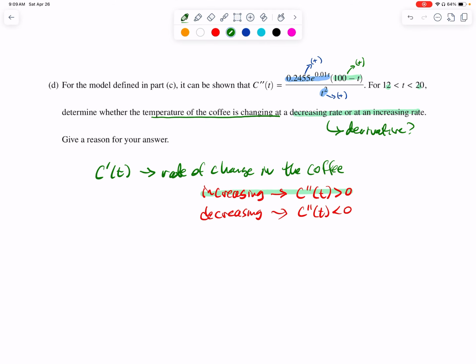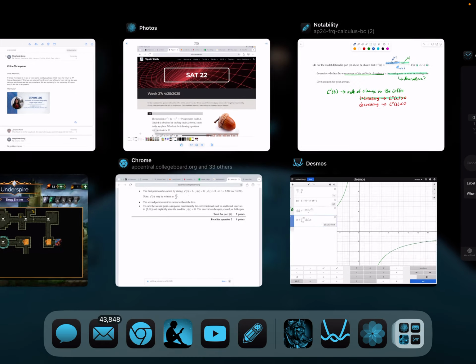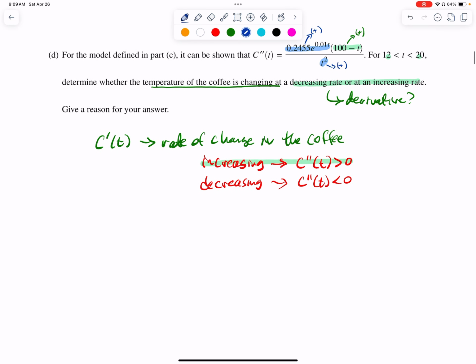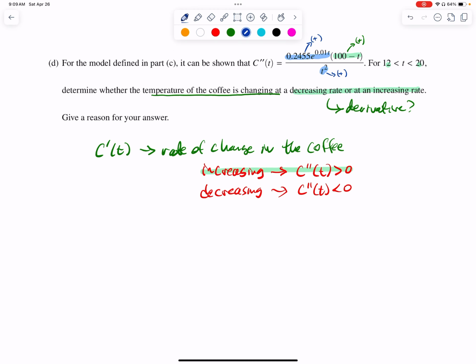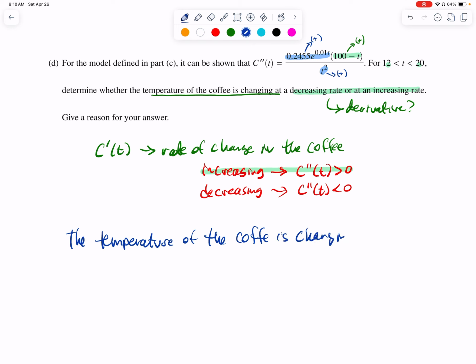So here, let's just write up our final conclusion and be done with this. And by done with this, that means we're going to look at the scoring guideline for some more details. All right, so I'm going to say the temperature of the coffee is changing at an increasing rate.